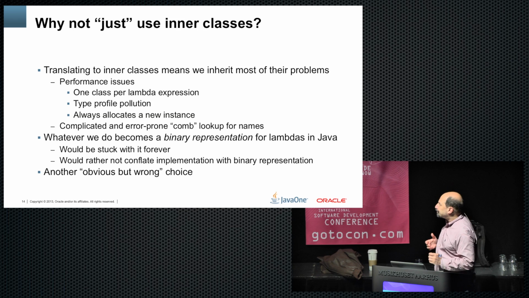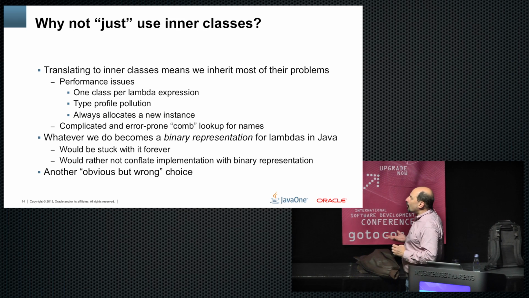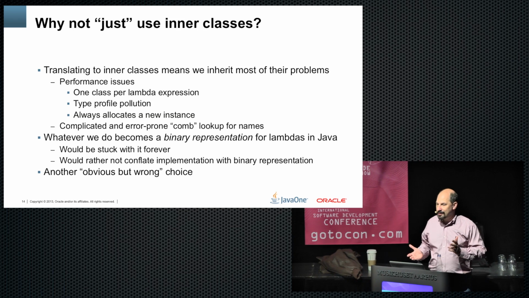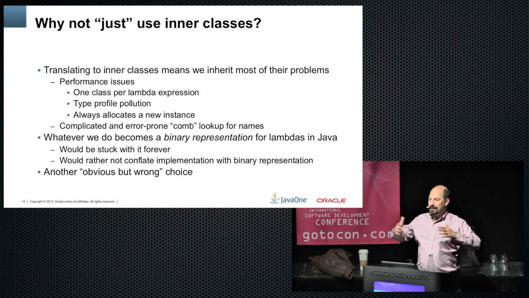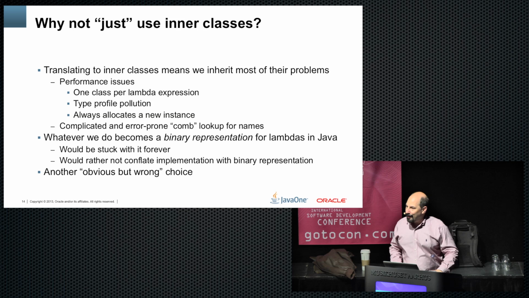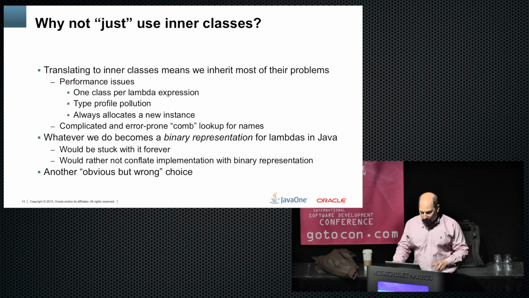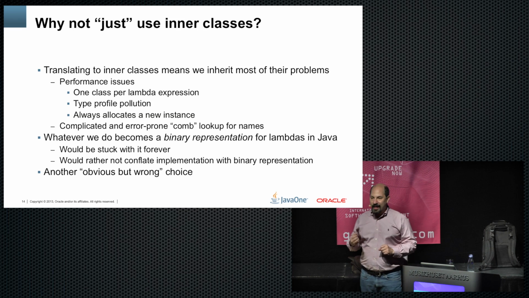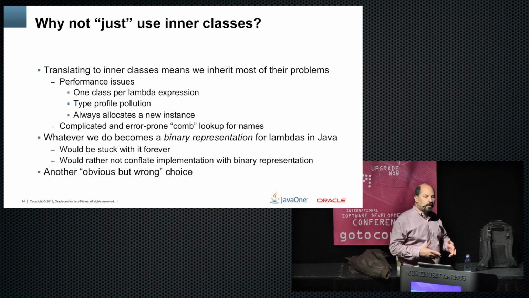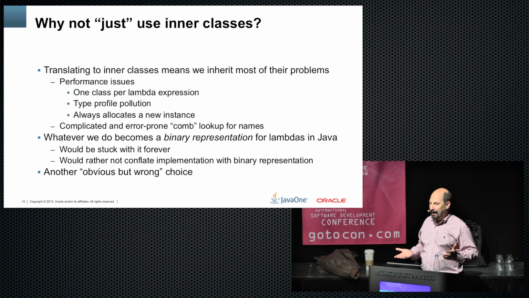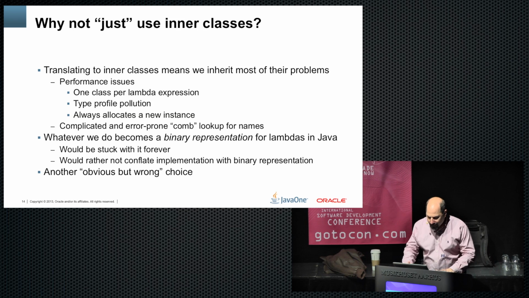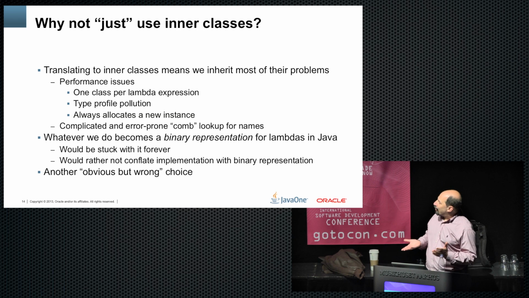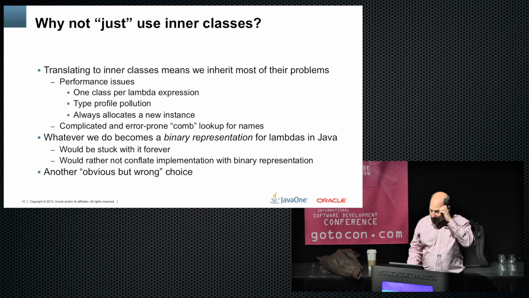to that. So the important thing to recognize is whatever bytecode the compiler generates on the first day that Java has lambdas is the binary representation for lambdas until the heat death of the universe. So we want to pick that representation very carefully, and ideally not conflate that binary representation with the implementation choice we happen to have made when we were writing the compiler, because that constrains us pretty terribly. So I think this is another one of those obvious but wrong choices. So let's look at some other options.